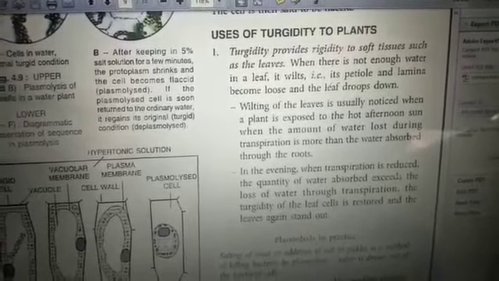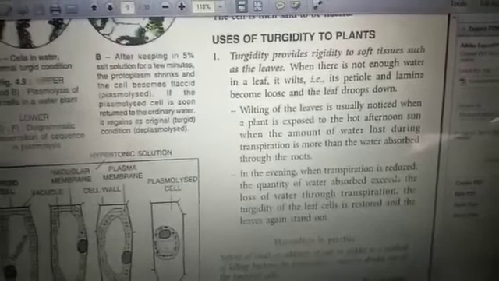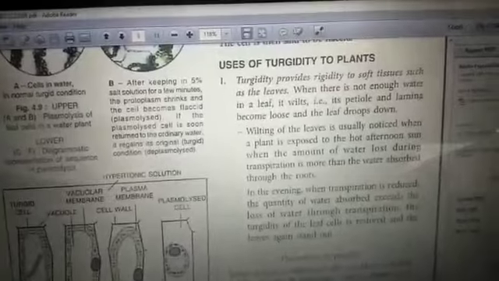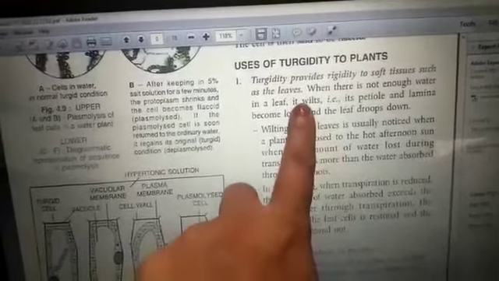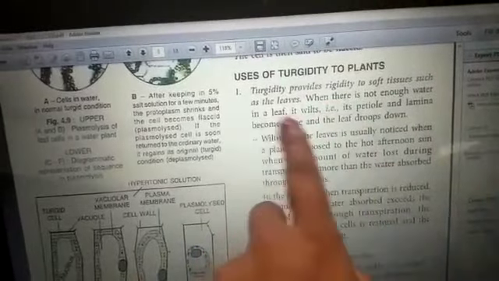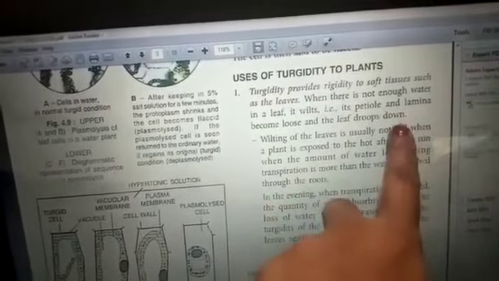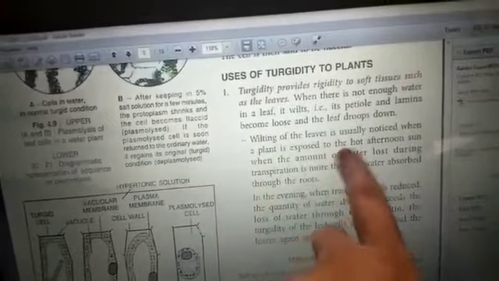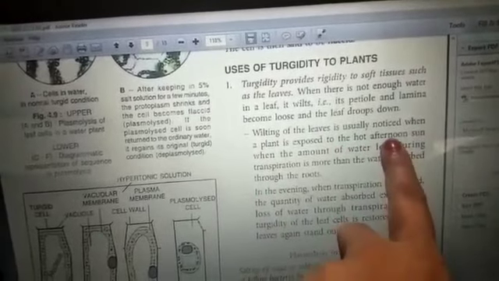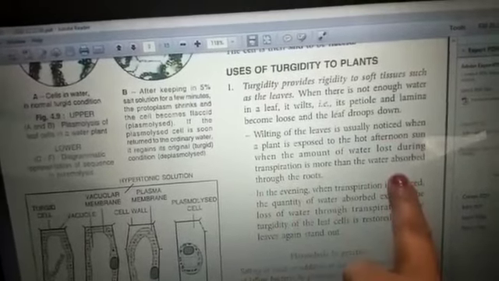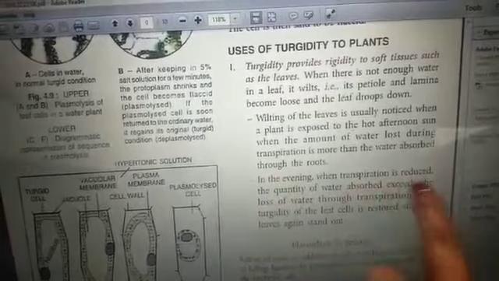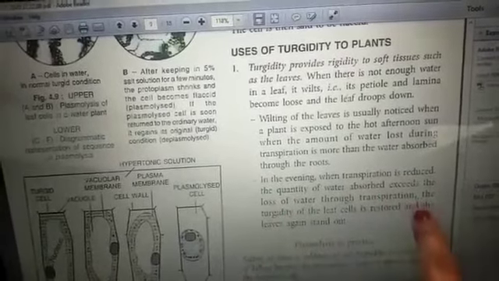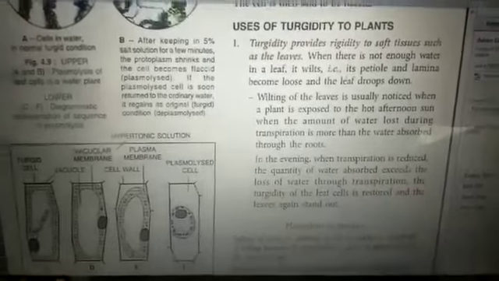When the water is being evaporated through transpiration on a sunny day, the leaf starts folding, which is called wilting. When there is not enough water in a leaf, it starts wilting and droops. Wilting of leaves is usually noticed during a hot afternoon because transpiration takes place. In the evening, the opposite takes place. When transpiration is reduced, water is again reabsorbed through the process of osmosis.